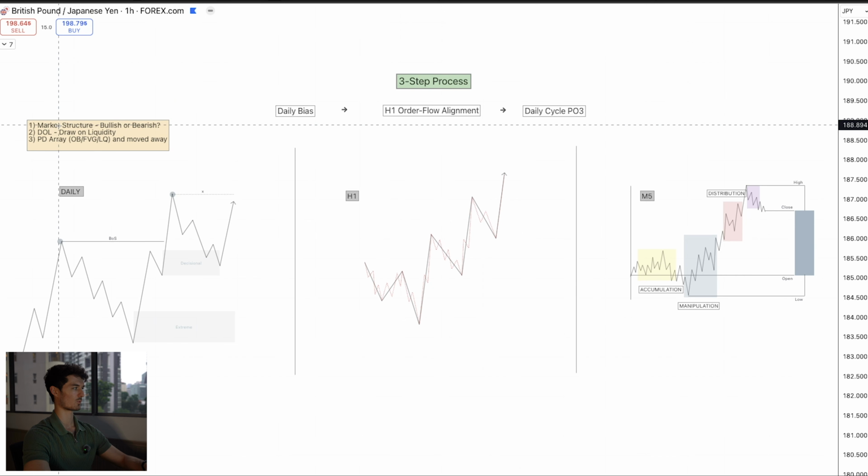So daily bias, that's what we come back to. This is where the H1 comes into effect. So what do we do? Come back to the same questions.